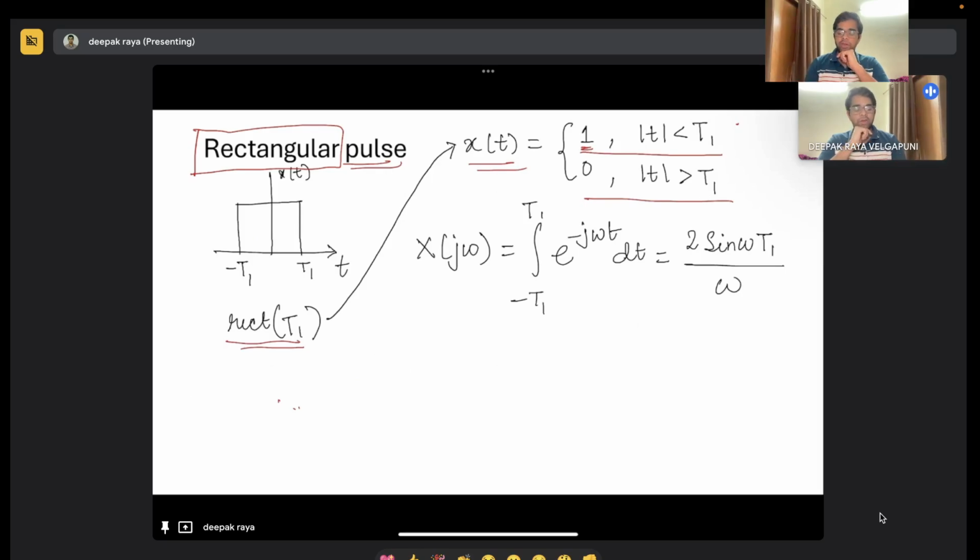Now if we take the Fourier transform of it, we get one special type of function or spectrum, here spectrum because we are going from the time domain to the frequency domain. When you integrate the complex exponential from minus T1 to T1, you get a function called the sinc function. So this is a form of the sinc function.